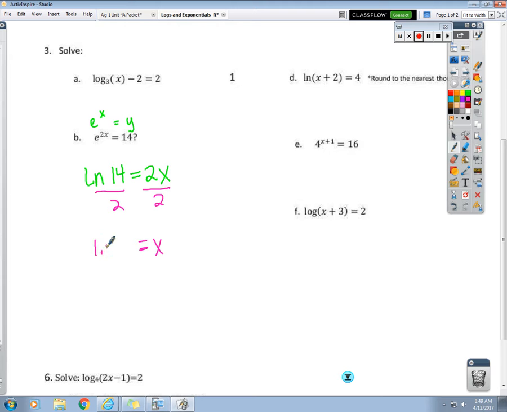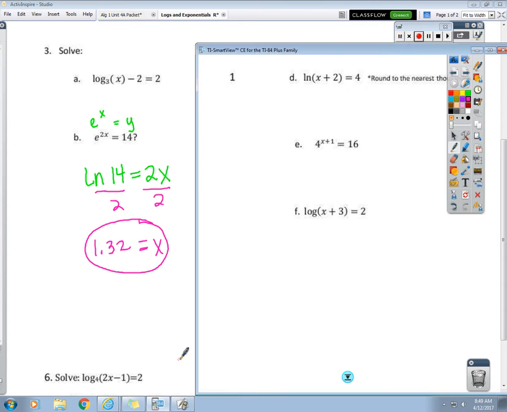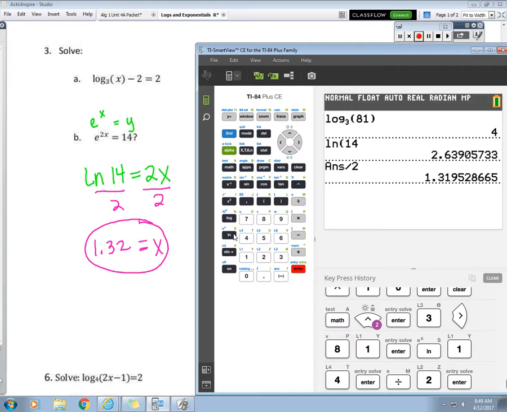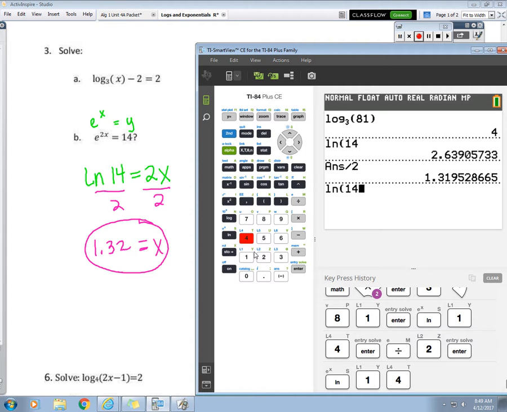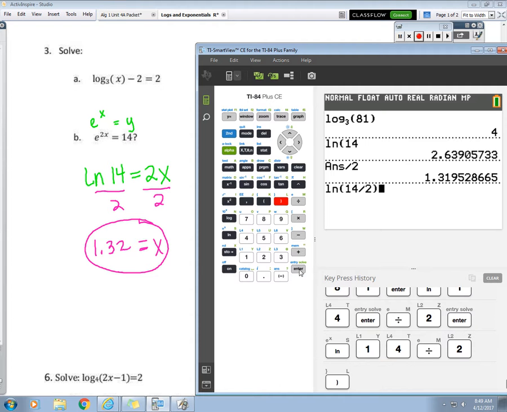I would highly recommend that you type it in like I did. Because let me show you what might happen if you type it in this way. If you typed in ln 14 and then you didn't hit enter and you immediately divided by 2, let's see what you get. A different answer. Because technically that becomes ln of 7, right? And that's not what we're doing. We're doing the natural log of 14, whatever it is, that number divided by 2. So you can't type it in like this. Type it in all separate.